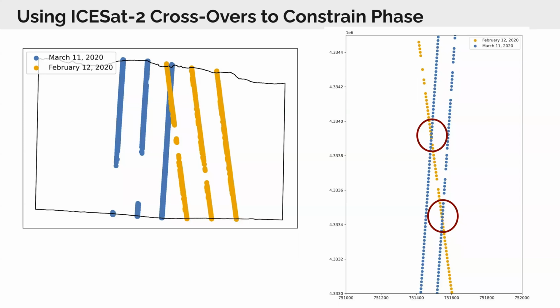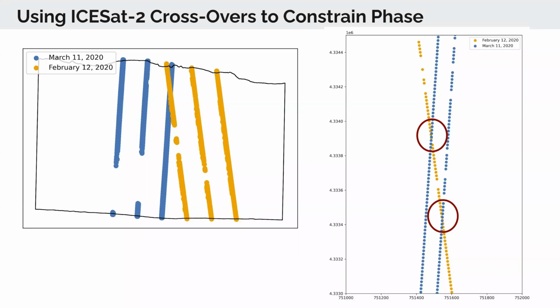On the left is the polygon delineating the outline of where UAVSAR was flown at Grand Mesa. The blue tracks there are ICESat-2 tracks from March 11th, 2020, and the orange is from February 12th, 2020. And we have UAVSAR flights basically on those exact same days. So super lucky. When we zoom in on those ICESat-2 tracks, we see we have two crossover points.